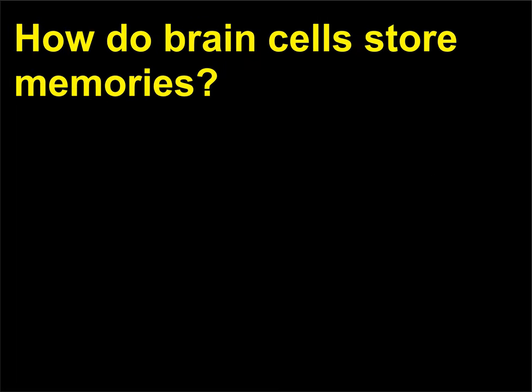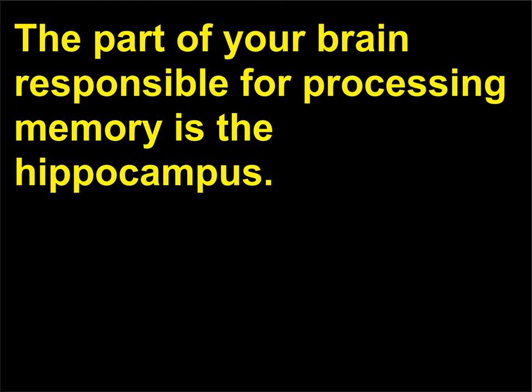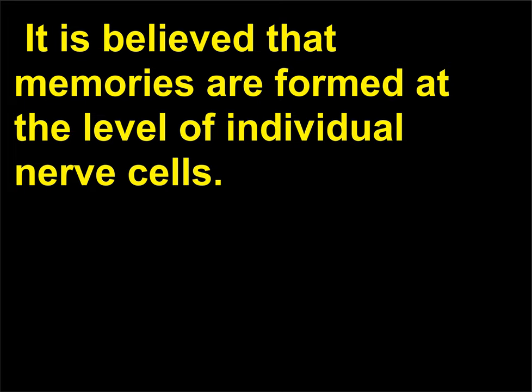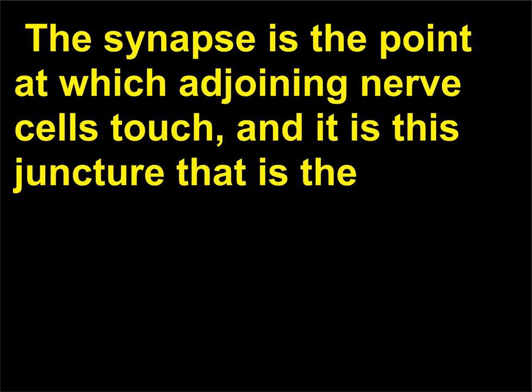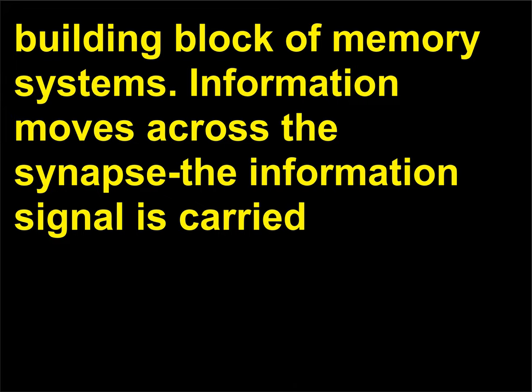How do brain cells store memories? The part of your brain responsible for processing memory is the hippocampus. It is believed that memories are formed at the level of individual nerve cells. The synapse is the point at which adjoining nerve cells touch, and it is this juncture that is the building block of memory systems.